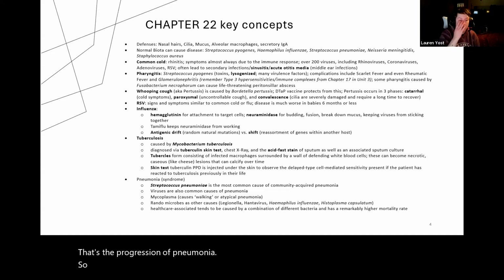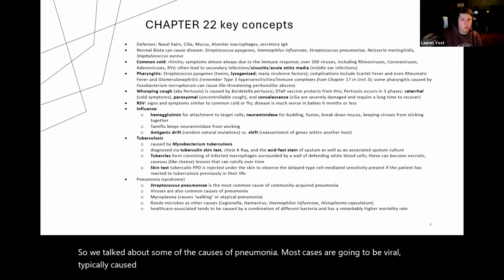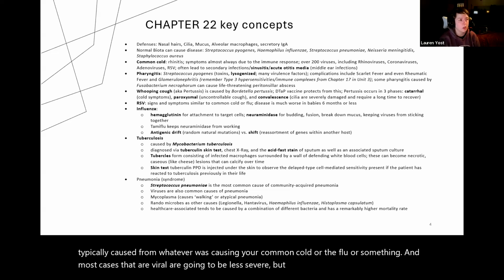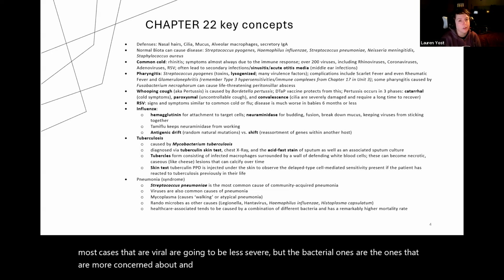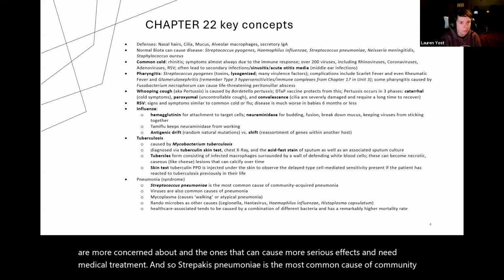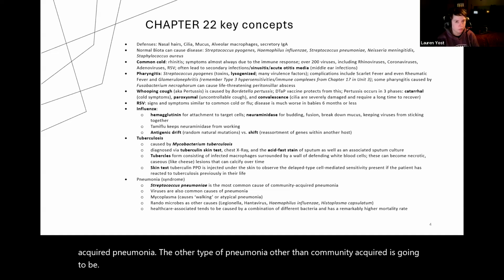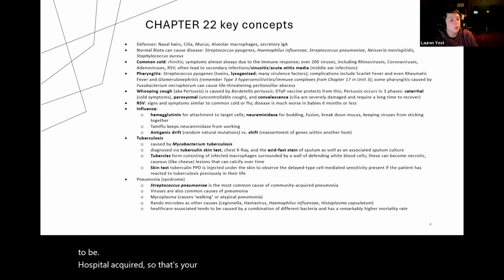So we talked about some of the causes of pneumonia. Most cases are going to be viral, typically caused from whatever was causing your common cold or the flu. Most cases that are viral are going to be less severe, but the bacterial ones are the ones that we're more concerned about, the ones that can cause more serious effects and need medical treatment. Streptococcus pneumoniae is the most common cause of community-acquired pneumonia. The other type of pneumonia, other than community-acquired, is hospital-acquired. So that's your comparison there. And the most common cause is going to be Streptococcus pneumoniae.